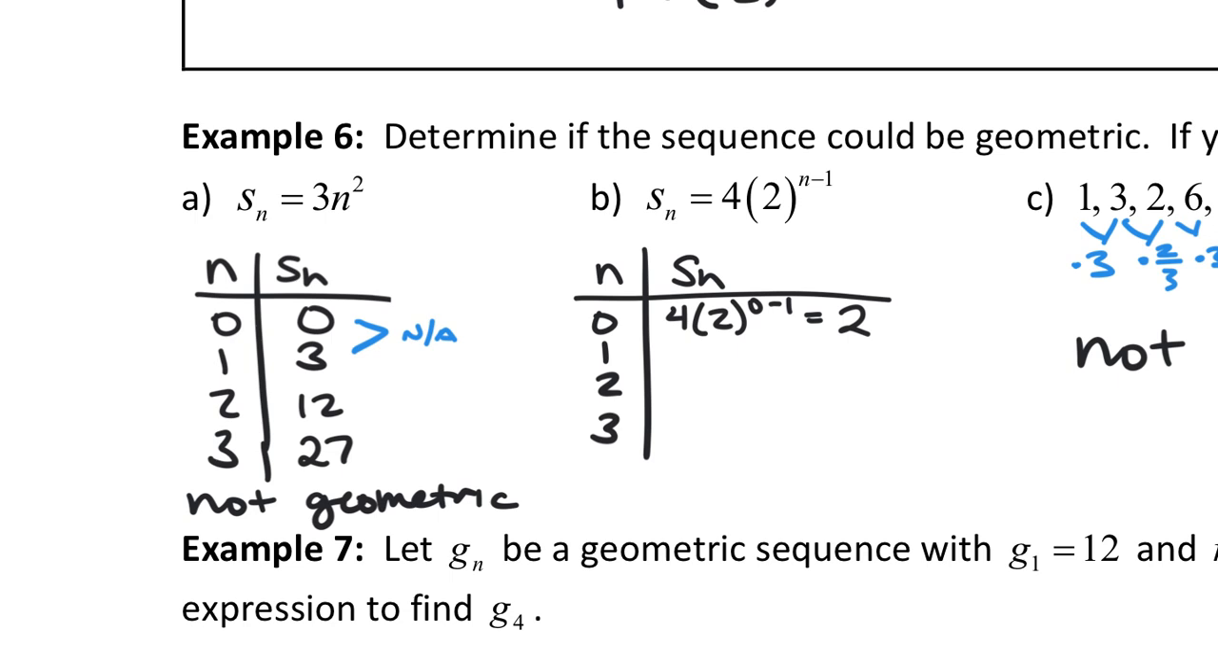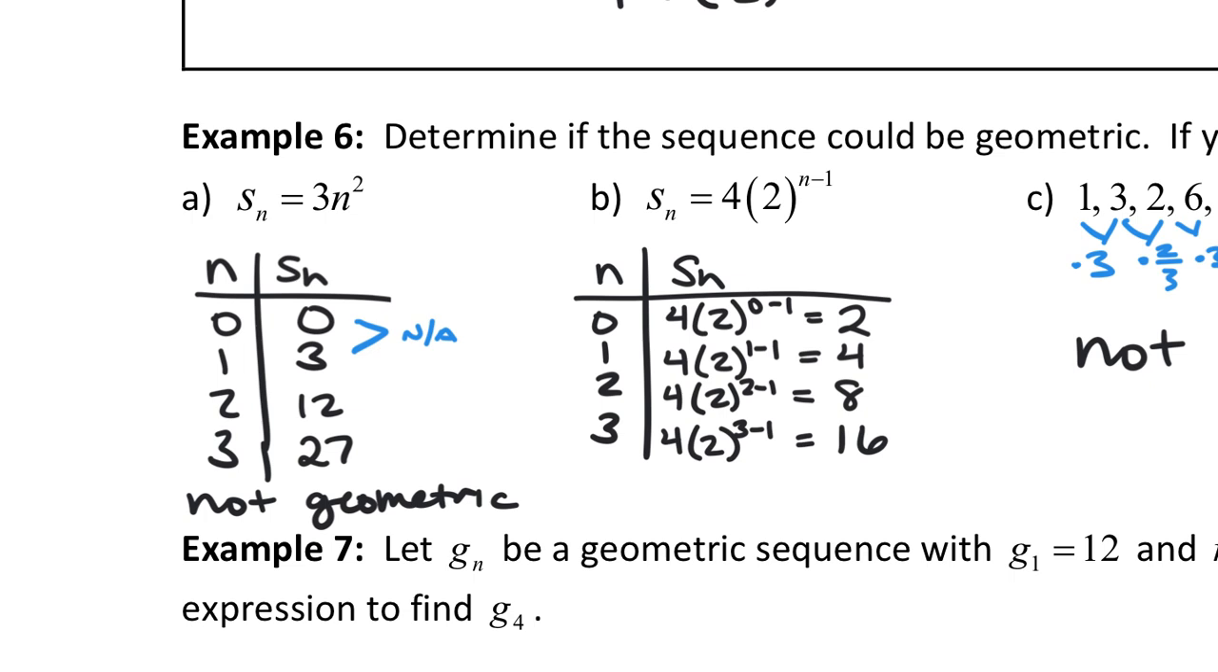Okay, let's try another one. Let's see if we got this. 4 times 2 to the 1 minus 1. What's 1 minus 1? What's anything to the 0 power? So 4 times 1 is 4. All right. If we're plugging in 2, 2 minus 1 is 1. 2 to the first power is 2. And 4 times 2 is 8. Three minus 1 is 2. What's 2 squared? 4. And then 4 times 4?